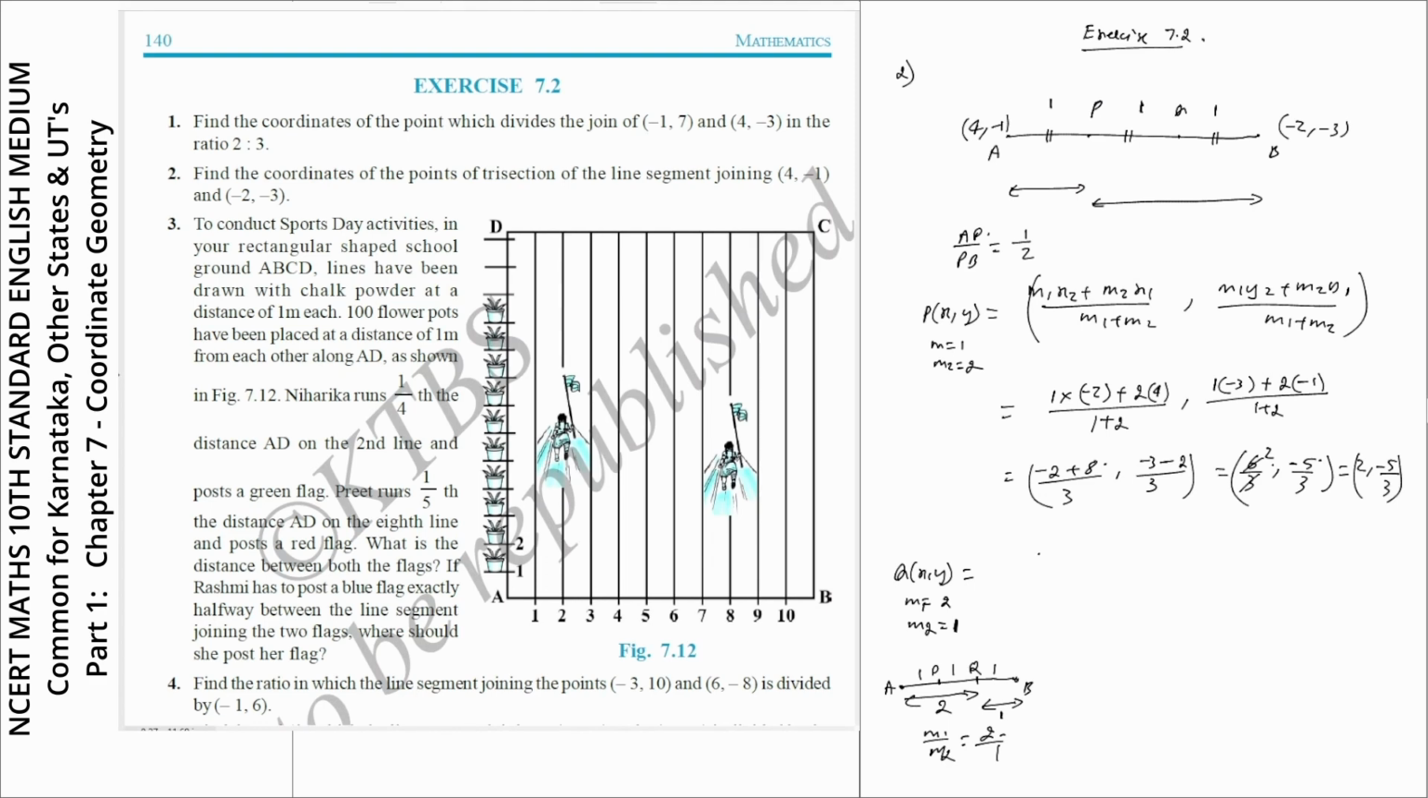Now I'll substitute here m1 is 2. Now m1 is 2 into x2 is minus 2, then plus m2 is 1 into x1 is 4, divided by m1 plus m2 is now 2 plus 1, comma, then m1 is 2, y2 is minus 3, plus m2 is 1 and y1 is minus 1, divided by 1 plus 2.